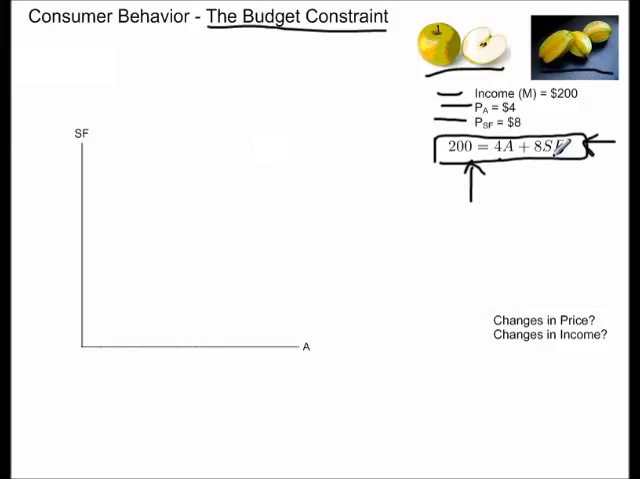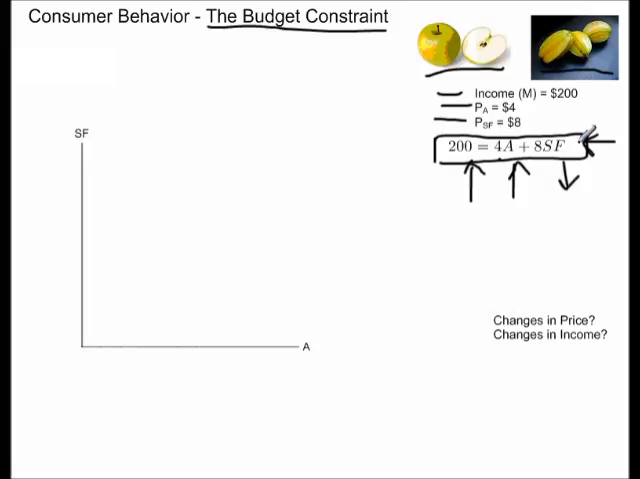Notice, right, that we've got an indirect relationship between the amount of apples you could buy and the amount of starfruit you could buy. If you're going to buy more apples, the only way in the world that's possible is buying less starfruit, assuming that you don't have additional income yet, right? So this equation describes all the different possible combinations of what you could buy. That is, this equation is the budget constraint.